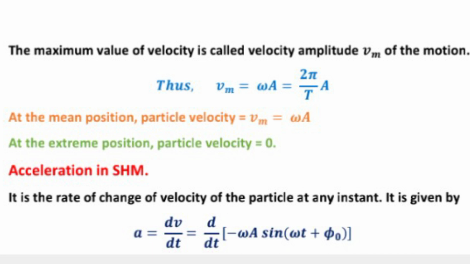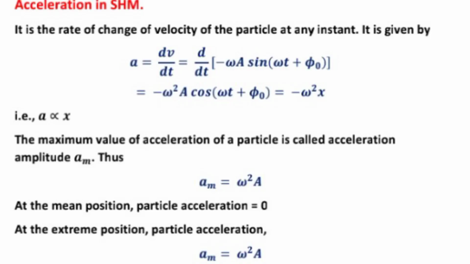Acceleration in simple harmonic motion. It is the rate of change of velocity of the particle at any instant, and it is given by a equal to dv upon dt, and this will be equal to d upon dt of minus omega a sin(omega t plus phi), or it can be written as minus omega square a cos(omega t plus phi), and this can be written as minus omega square x. Here acceleration is directly proportional to x.